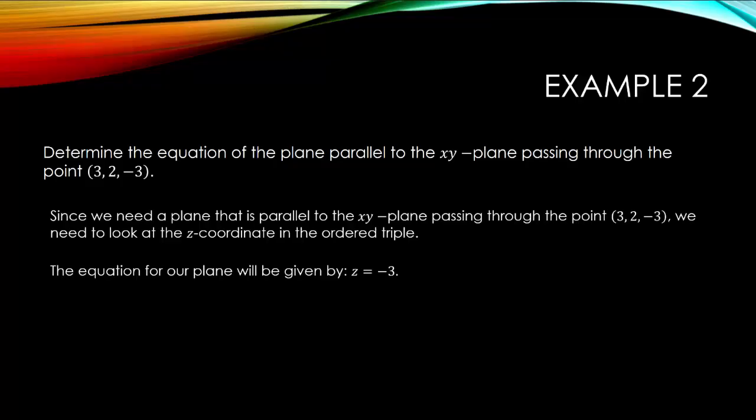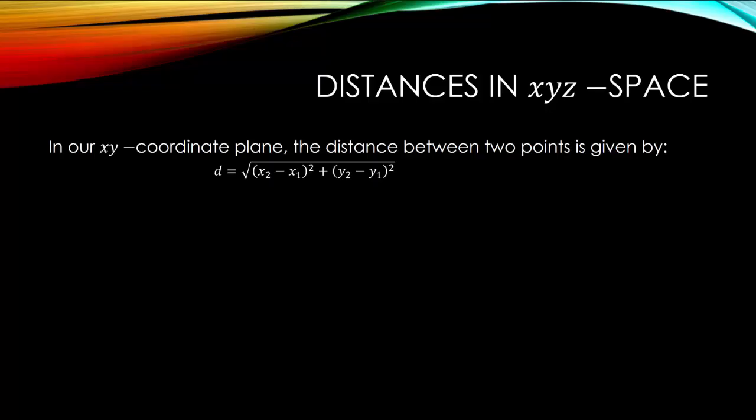The plane that is parallel to the xy plane will be a plane defined by the z coordinate. We also can compute distances in xyz space. In the xy coordinate plane, we knew that the distance formula was given by d is equal to the square root of the quantity x sub 2 minus x sub 1 squared plus the quantity y sub 2 minus y sub 1 squared. Let's see what might happen if I move this idea into xyz space.